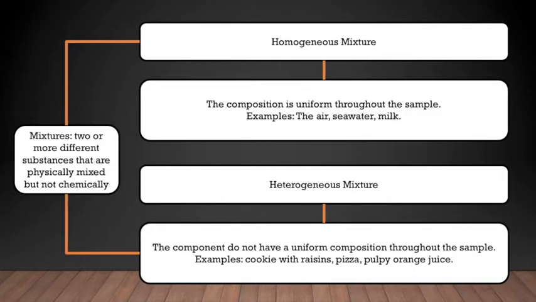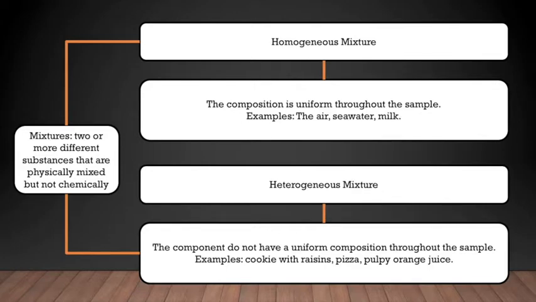The other different type of matter that we can find is what we call a mixture. And a mixture is two or more different substances that are physically mixed, but not chemically mixed. It means that the different parts of the mixture still retain their original properties. Mixtures could be subdivided into two categories.